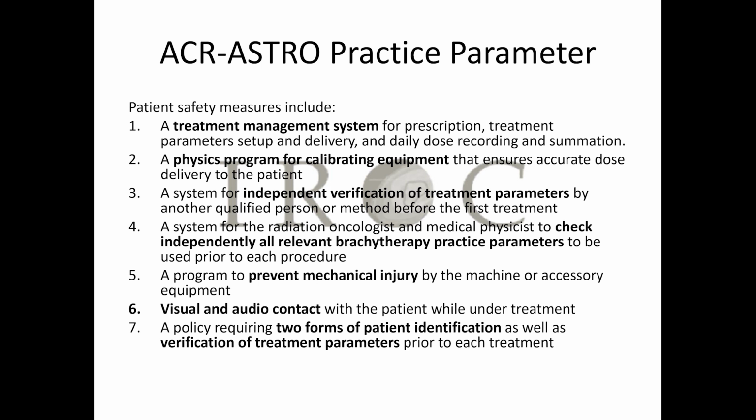Obviously, physics, one of the main tasks that a physicist has in a radiation oncology department is to make sure that the machines are calibrated properly. So that is what the second bullet point is referring to. The third one is talking more about the initial chart checks that we do.